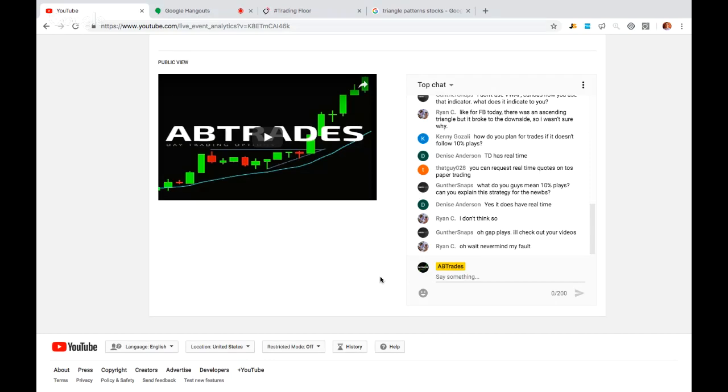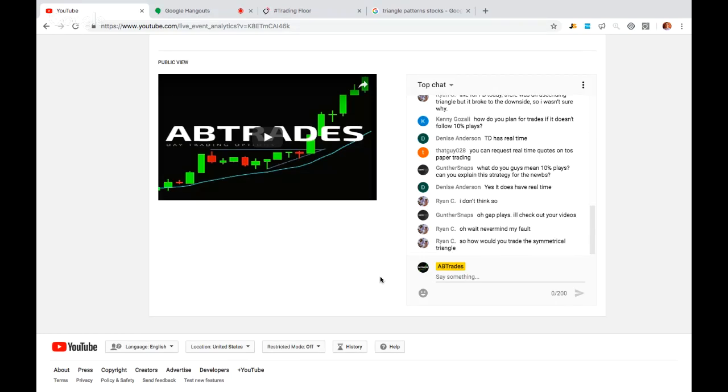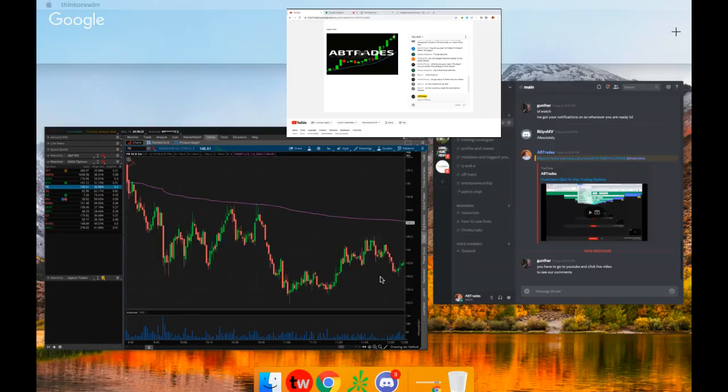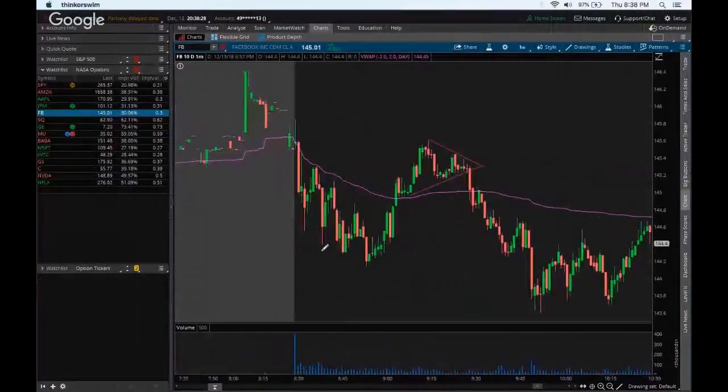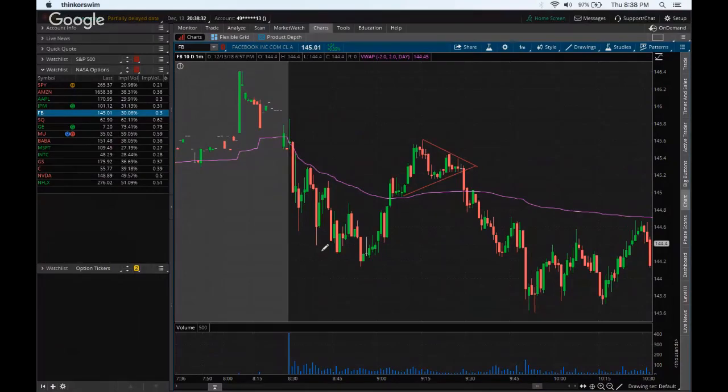So, Ryan, was it on Facebook or what exactly? So, how would you trade this symmetrical triangle? Okay. So, when you're trading a symmetrical triangle, basically, I'm planning for both sides, right?